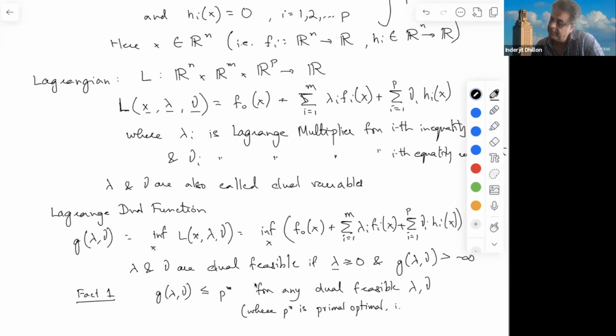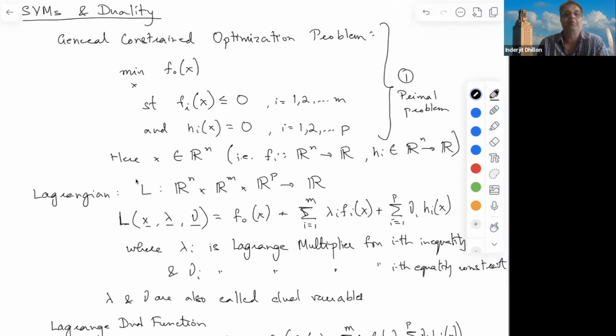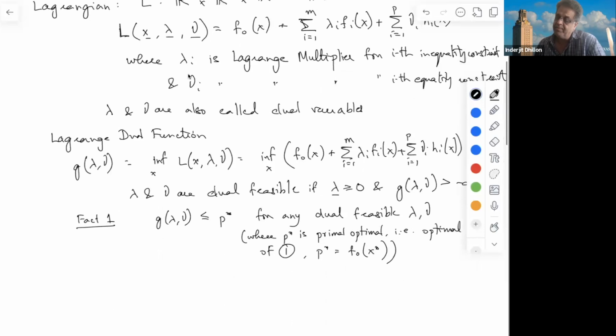Okay, that is optimal value of 1. So in particular, P star is equal to f naught of x star, where x star is the solution to this problem. So x star will be primal feasible. It'll obey all these constraints. And in addition, it'll give the minimum value.